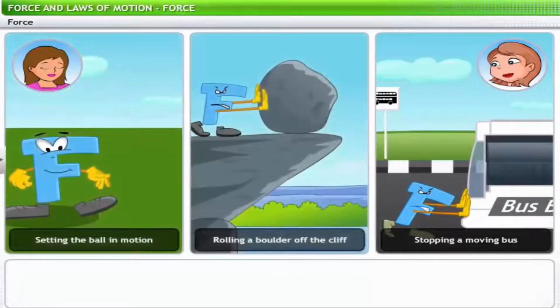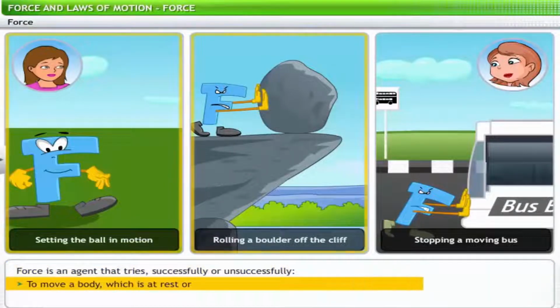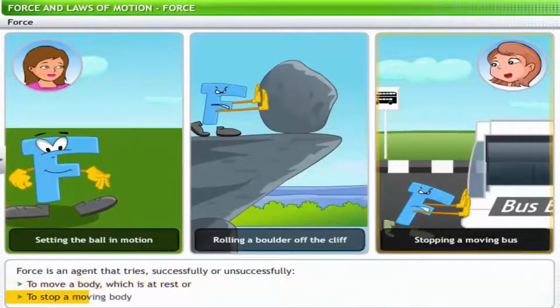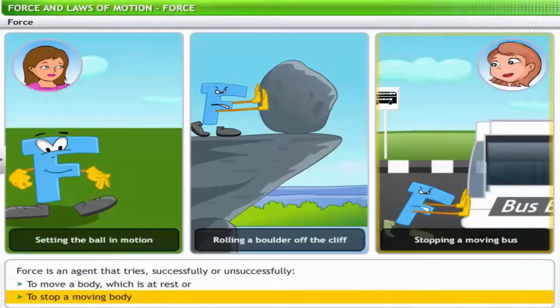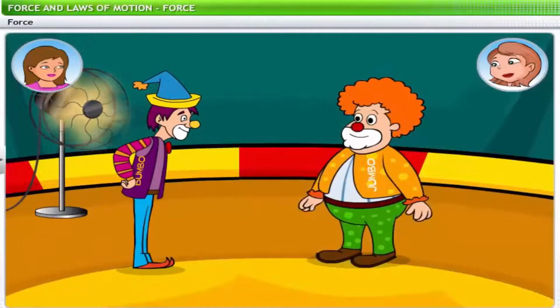Thus, if we use these examples to define force, force is an agent that tries, successfully or unsuccessfully, to move a body which is at rest or to stop a moving body. Let's go back to Bumbo and Jumbo and their clown act in the circus.